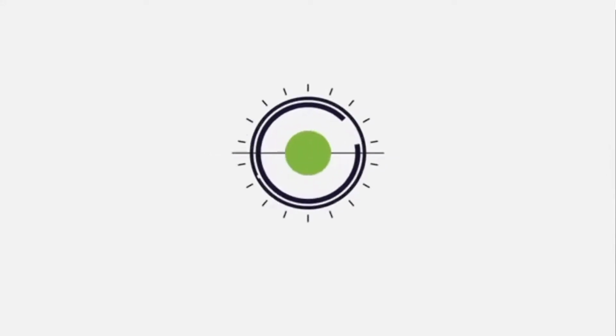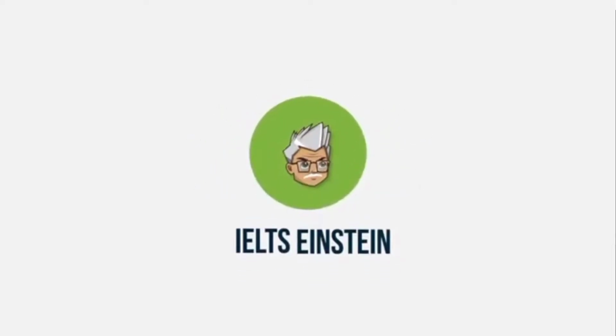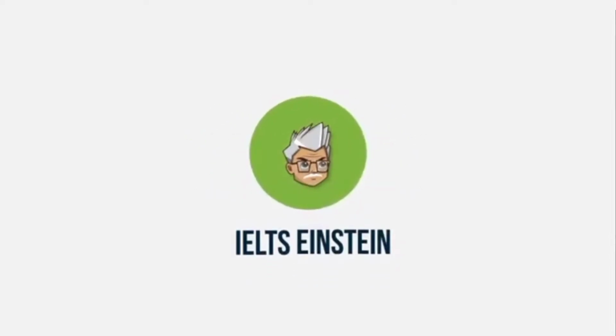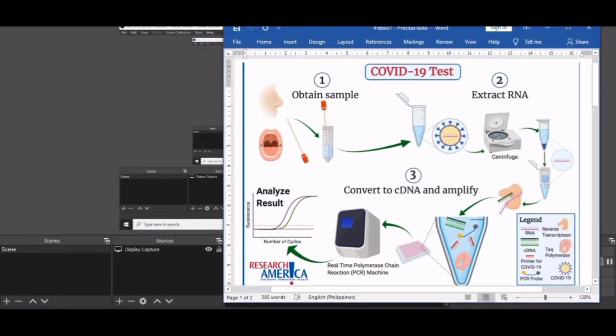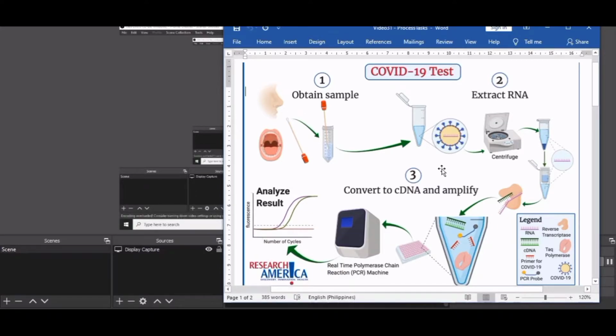Welcome everybody, we are already at video number 31, and this video is still all about task 1 writing, but this time we will be talking about process tasks. What I've chosen is this particular task, which details the steps by which a PCR test to determine if you are positive for COVID-19 is performed.